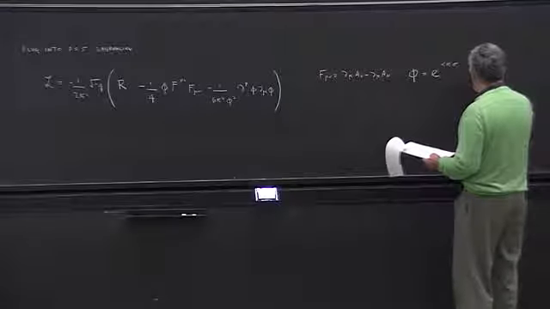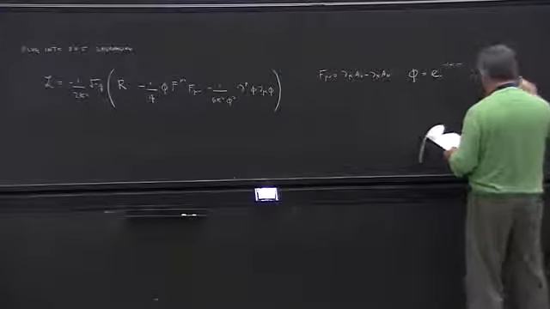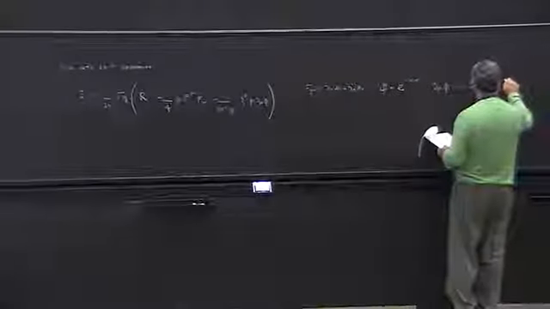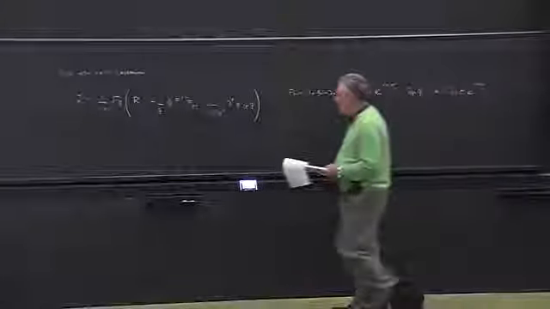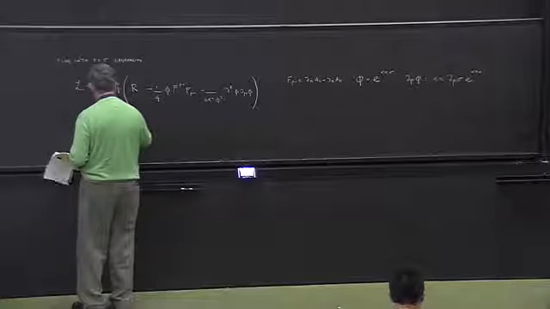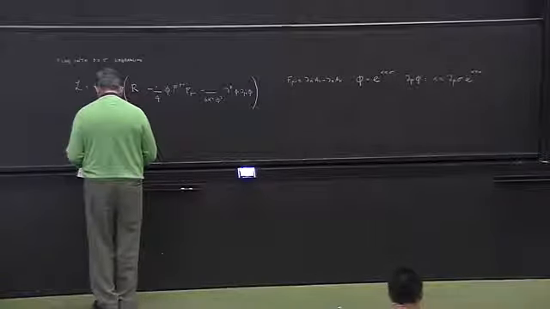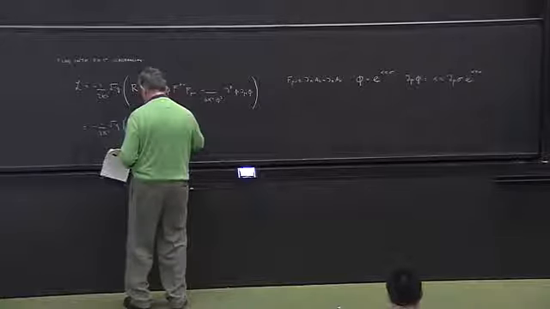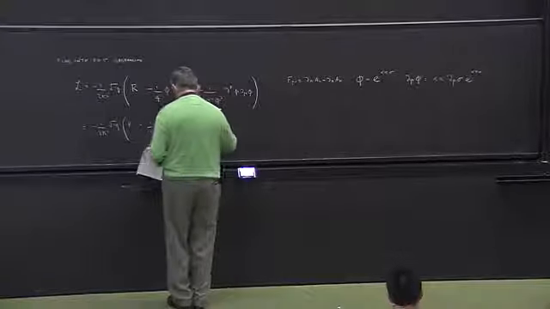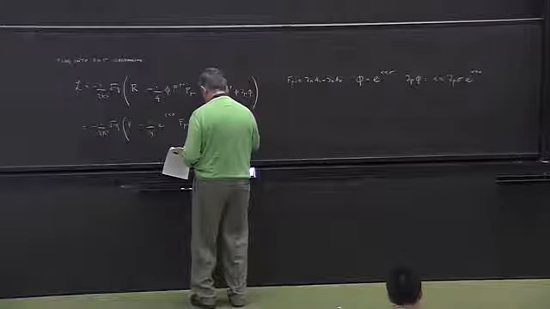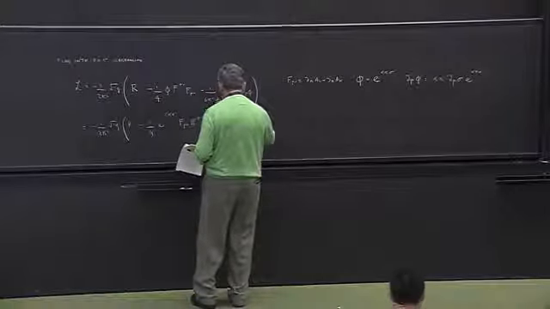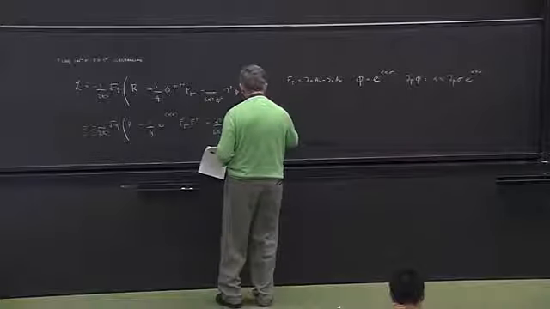So ∂_μφ is ακ ∂_μσ e^(ακσ). If we plug this in here, we get minus 1/4 e^(ακσ) F_μν F^μν minus α²/6κ² e^(-2ακσ) ∂_μσ ∂^μσ.